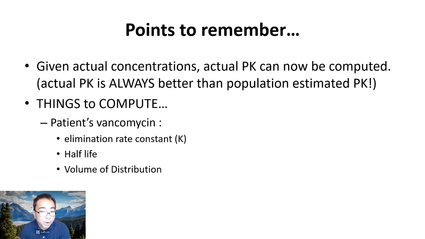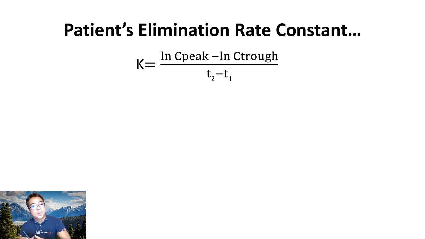So given the actual concentrations, you can now compute for the actual PK, pharmacokinetics. And it's always better, class, compared to the population estimate. So if there's an opportunity, if the patient can have peak and trough concentrations taken, that's what we should do, so that we can get the patient's actual elimination rate, half-life, and VD. Alright? So when we're getting the actual K, the actual elimination rate constant, we'll be using the actual peak and trough concentration of our patient.